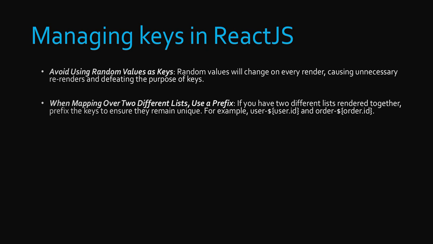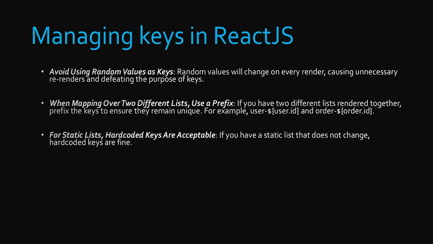So when you are looping through two different lists, there is a chance that the order ID and user ID may have the same values, so in that case, try to prefix. For example, if you are looping through the users, then prefix the user and the ID, and when you are looping through the orders, prefix the order and the ID. There is a chance the user ID may be 2 and the order ID may be 2, and there is a chance of conflict. So you can handle it in this way.